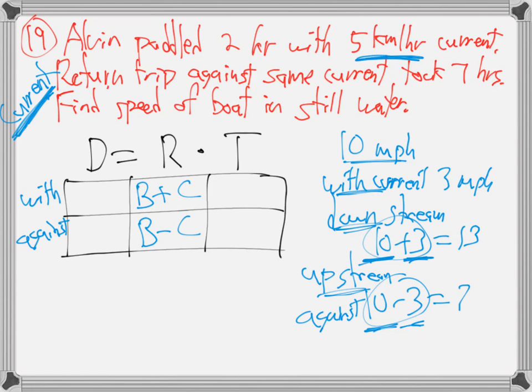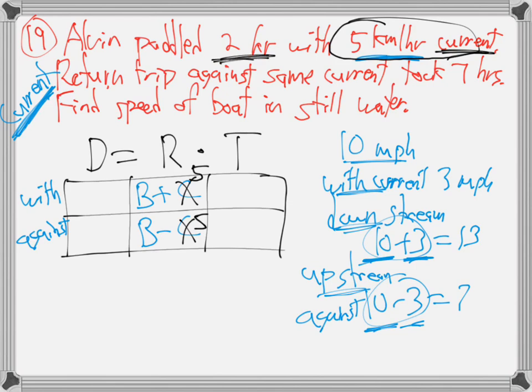What are they telling me? 5 kilometers per hour, same thing as 5 miles, just kilometers, is the current. So where's that go? Well, that's the C. That is the C, that's the current. I don't need to use a letter anymore. The mystery's over. It's 5. I don't know what the B is yet, but I know the C, the current, is 5. So Alvin goes B plus 5 when he's with the current. It adds 5 to his speed. And however fast Alvin can paddle, minus 5 when he goes against it. That makes sense. The current's 5.